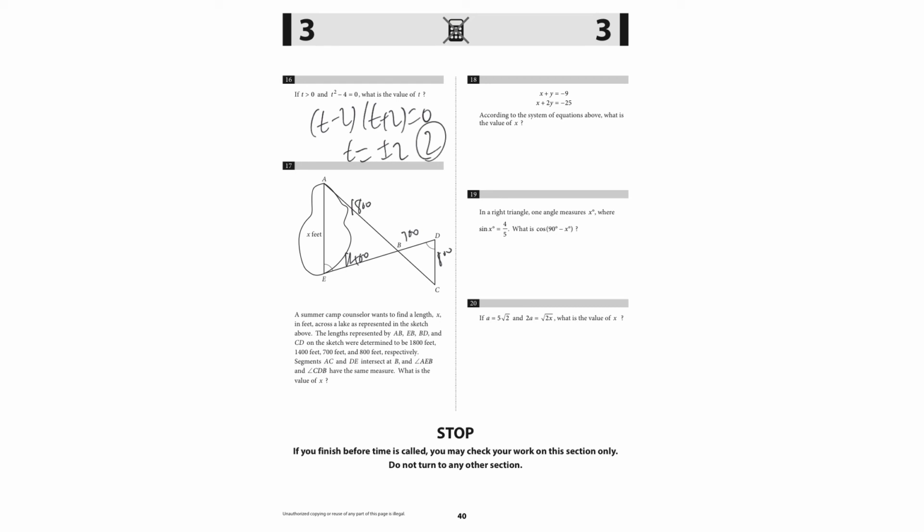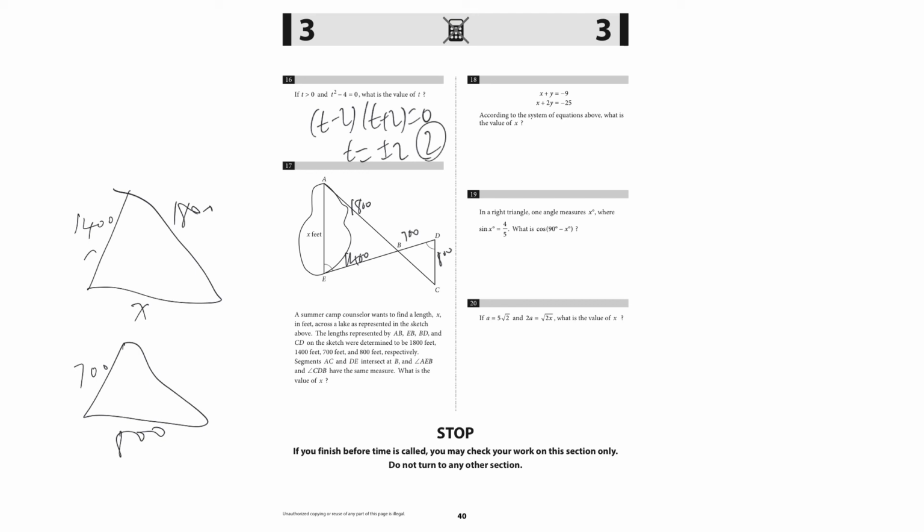So this is just a similar triangles question. If you look, that's x, that's 1400, that's 1800, and the other triangle is 800, and then that's 700. So simply I'm multiplying this by 2 to get x, so it has to be 1600.